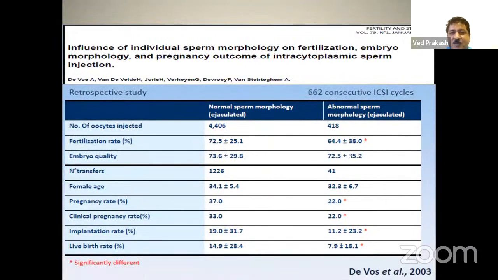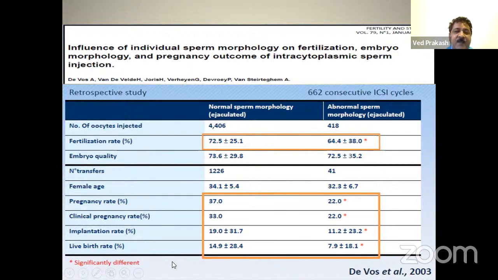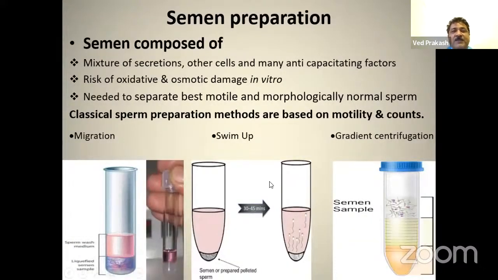The influence of individual sperm morphology on fertilization, embryo morphology, and pregnancy outcome of intracytoplasmic injection is like this. With normal sperm morphology, the fertilization rate is 72.5, but with abnormal sperm morphology, the fertilization rate is 64.4. You can check here, and as well in pregnancy rate, you can see how the difference is there. So these are very significant differences in morphology and IVF outcome.